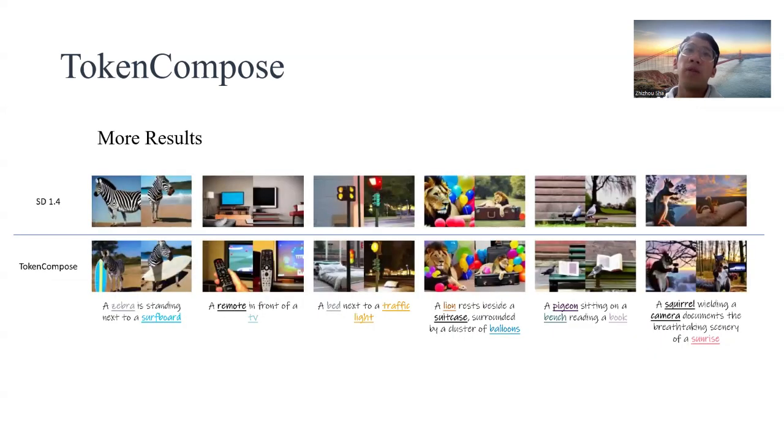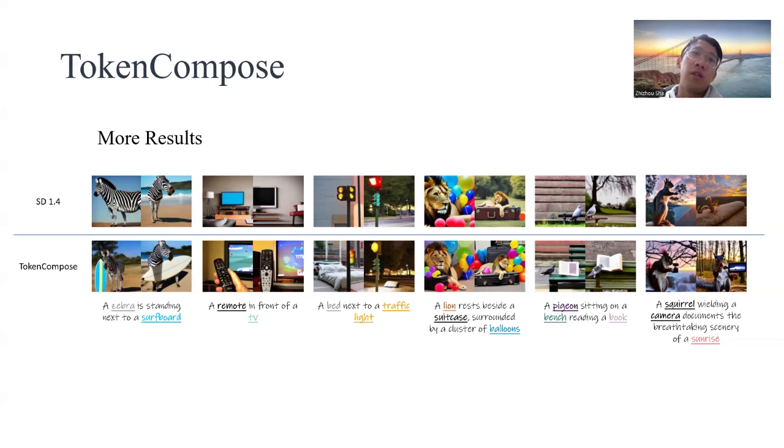And here are some visualization results of this paper. For example, on the leftmost row, the user asks the model to generate a zebra standing next to a surfboard. As we know, zebras usually live in the grassland, which is far from the sea, so it is really rare for a zebra and a surfboard to appear in the same image. We can see that Stable Diffusion can only generate a zebra, but our model can generate both the zebra and the surfboard.